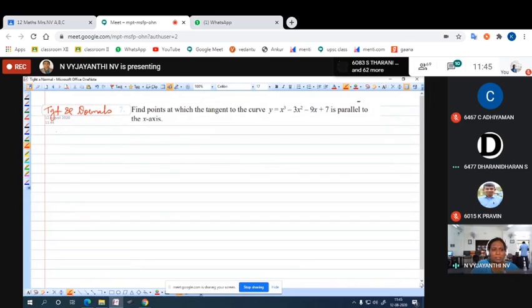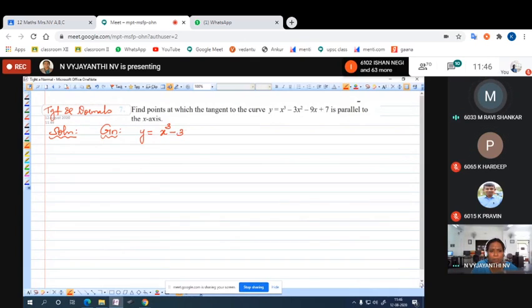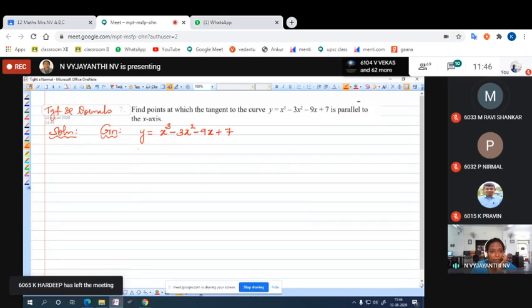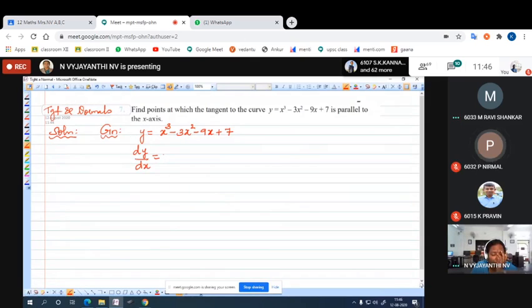Find points at which the tangent to the curve is parallel to the x-axis. What is the curve given? y is equal to x cube minus 3x square minus 9x plus 7. So, however, we need to find dy by dx first of all, isn't it? They have told something about tangent, no? Yes, ma'am.